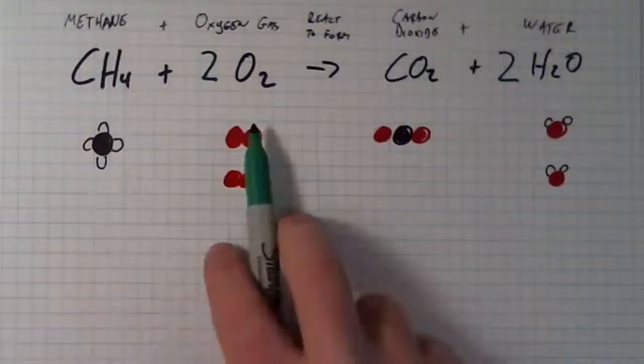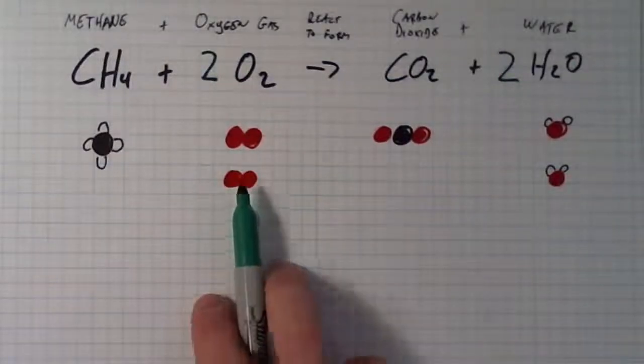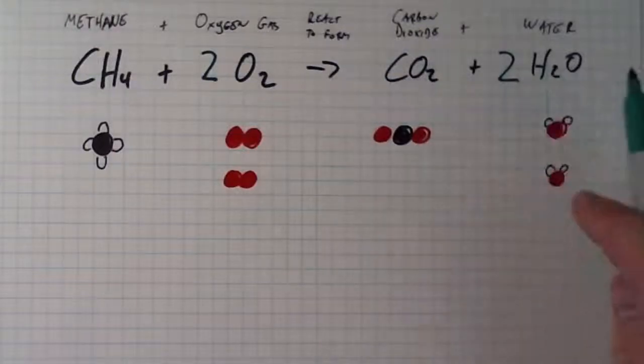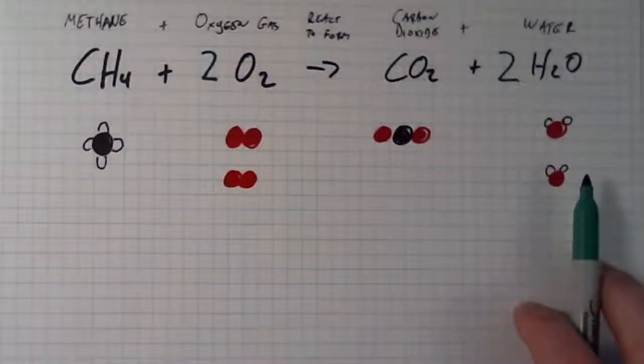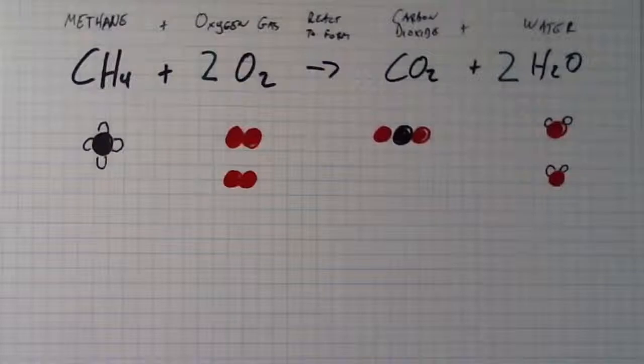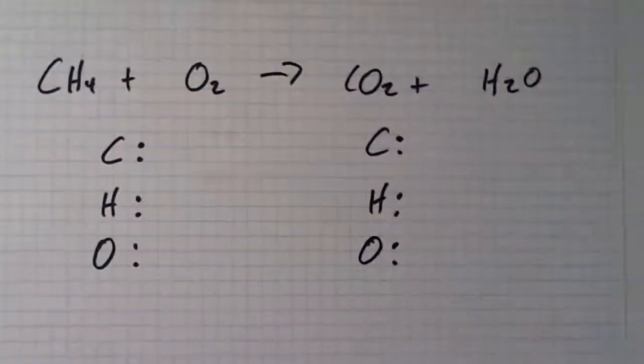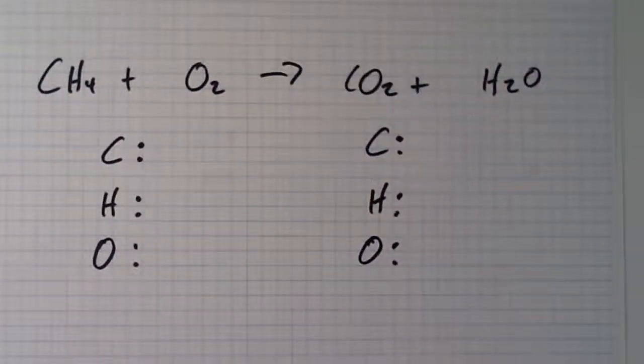1 molecule of methane plus 2 molecules of oxygen will produce 1 molecule of CO2 plus 2 molecules of water. Now, you don't have to draw this out every time. This obviously takes too much time. So let me show you how I would do this without drawing it. Okay, now I've got the equation rewritten.